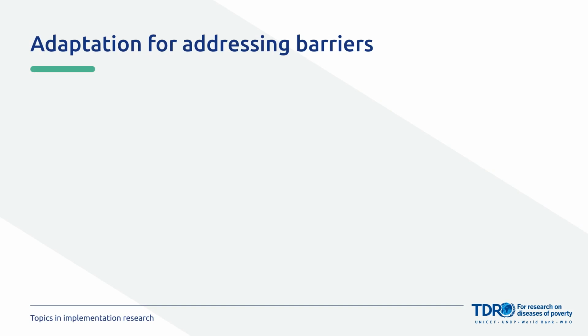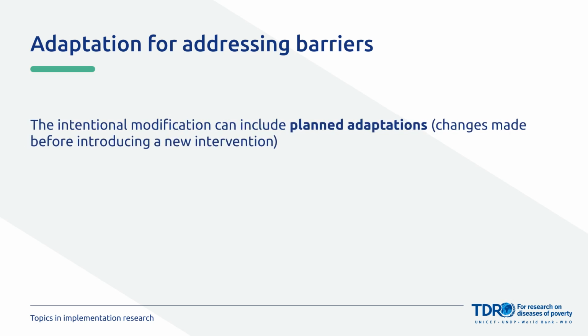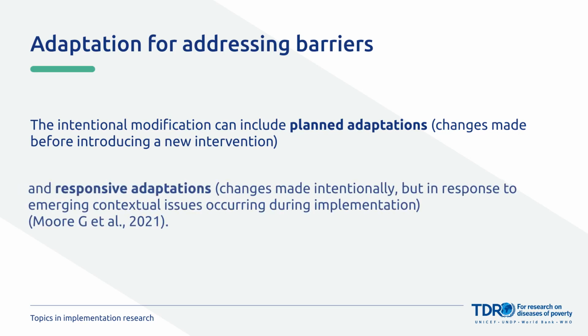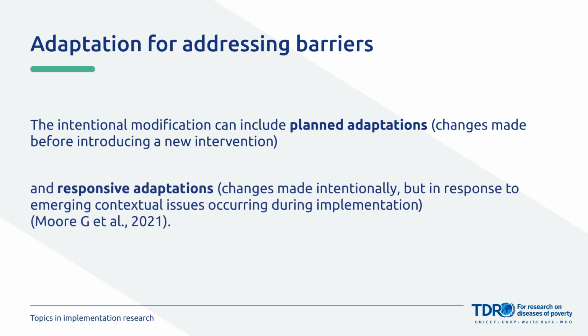Traditionally, evidence-informed interventions are developed within controlled settings such as clinical trials, which often involve a relatively homogeneous population. However, real-world conditions and broader health systems present a diverse array of contextual factors that necessitate intentional adjustments to the intervention. These adaptations can be categorized into two main types: planned adaptations, which are made before introducing a new intervention, and responsive adaptations, which are made in response to emerging contextual issues during implementation.